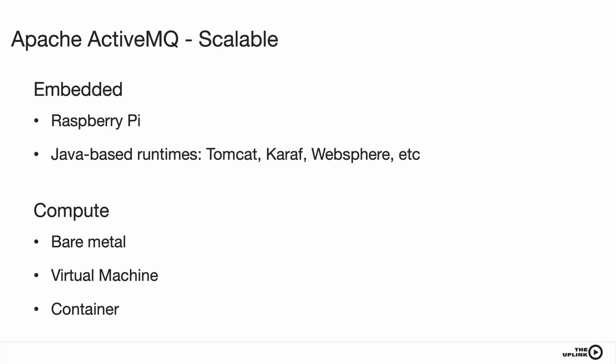It's very scalable. It can be embedded, so it can run on something as small as a Raspberry Pi. It can be embedded in different runtimes, which creates really unique architecture capabilities. From a compute perspective, running on bare metal, virtual machines, or containers are all widely used, widely adopted, and very stable.